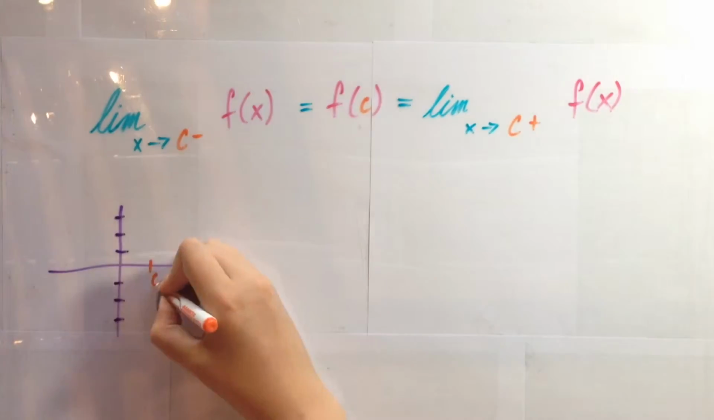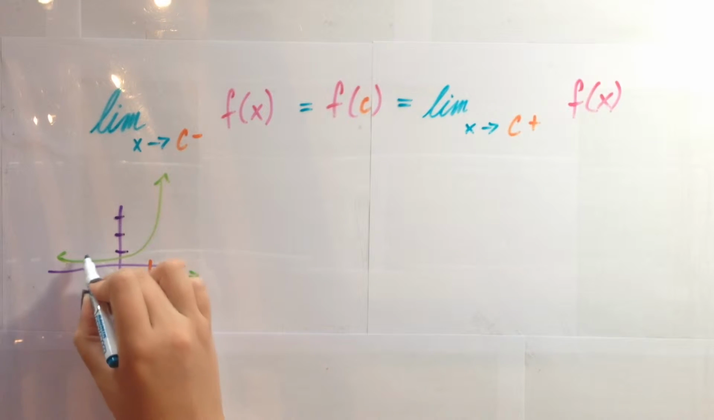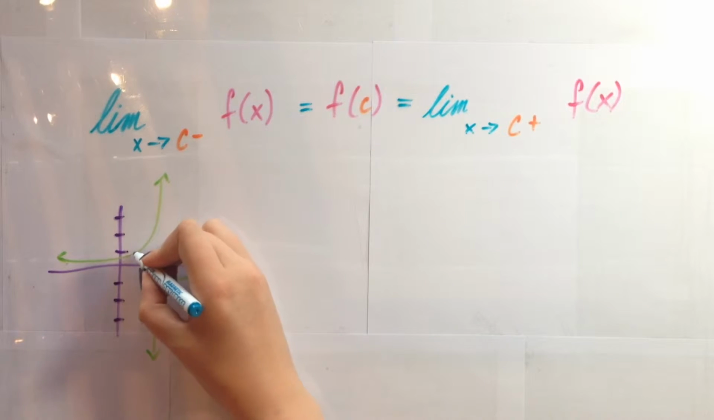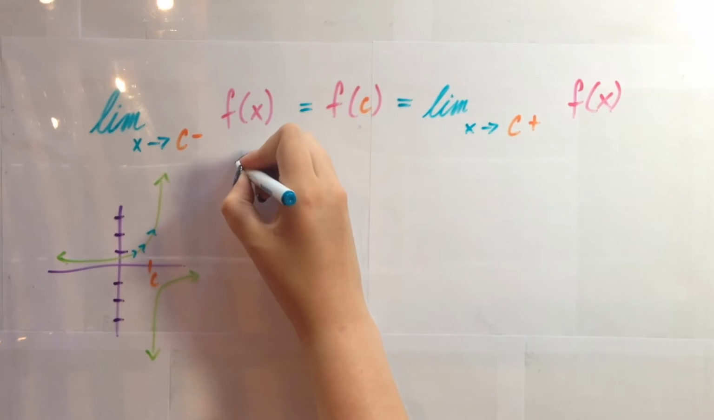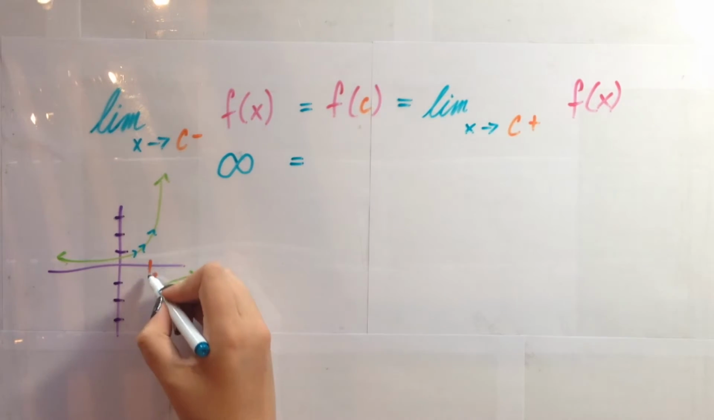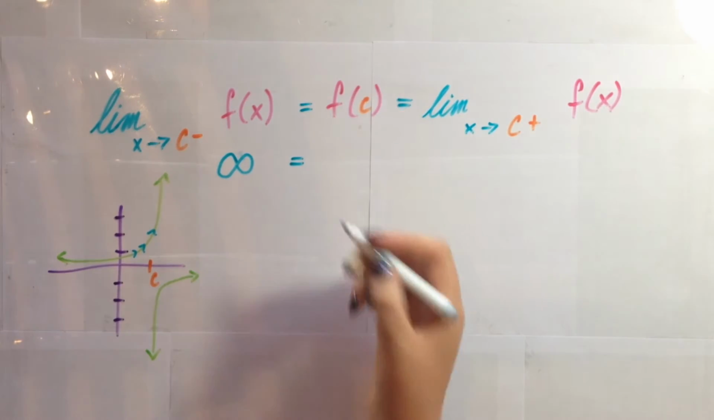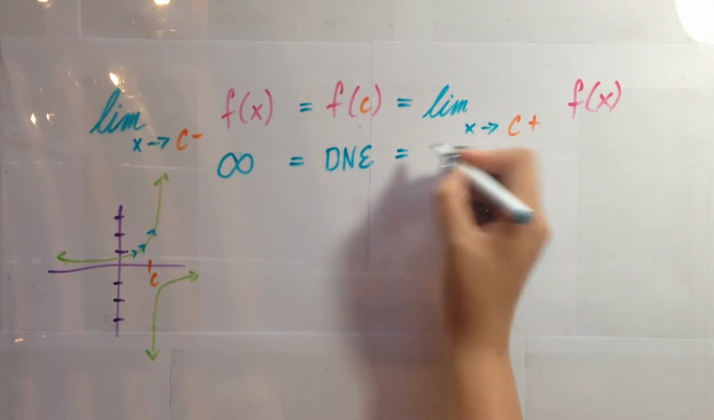So here's our first example. We start from the left side, going towards the value of c, pretending that this does not cross over the value of c. So here our y value is approaching infinity. It's getting larger and larger. At the actual point of c, there is no value. Therefore we write DNE for does not exist.